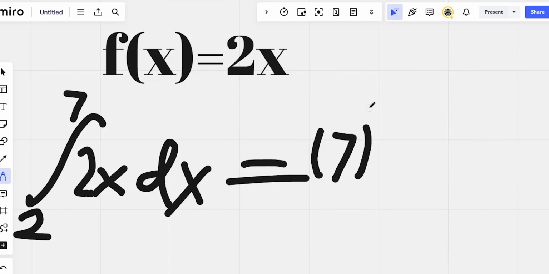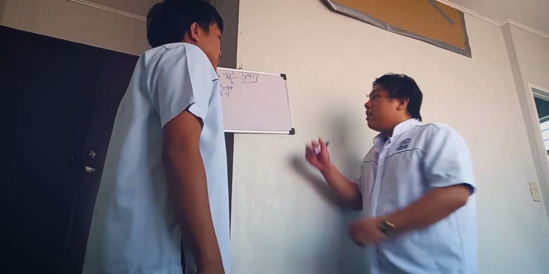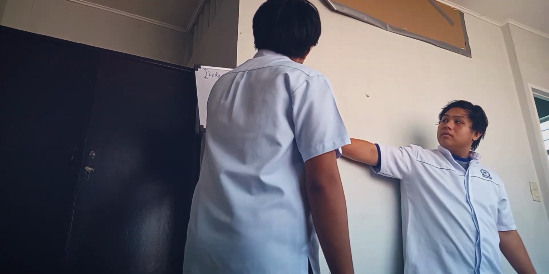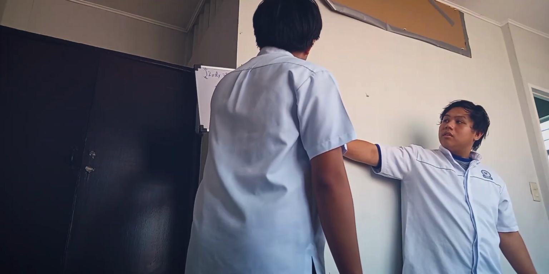What you will do is substitute the x with the upper boundary. In this case, 7 squared is equal to 49. And you subtract the lower boundary squared, 2 squared, which is 4. And you get 45. Which means that the integral of our function 2x, where our boundaries are 2 and 7, is equal to 45. What happened to the constant?